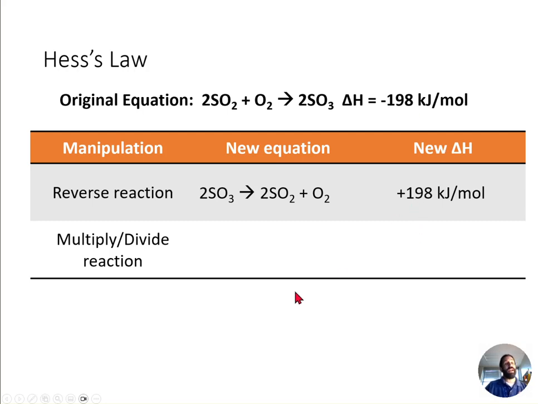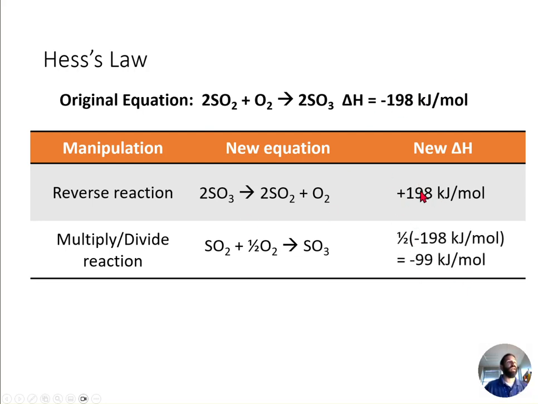We could also multiply or divide our equation to make it match. So let's say our overall had 1 mole of SO2, half a mole of O2, and 1 mole of SO3; we would divide it by 2. If we divide the coefficients by 2, we also divide the delta H value by 2. So negative 198 becomes negative 99, half the value.